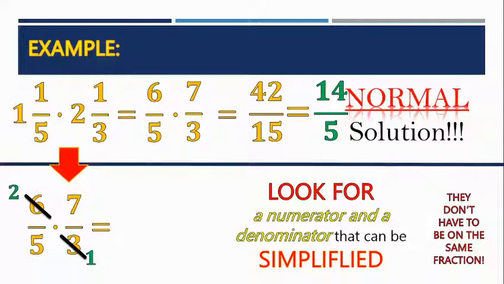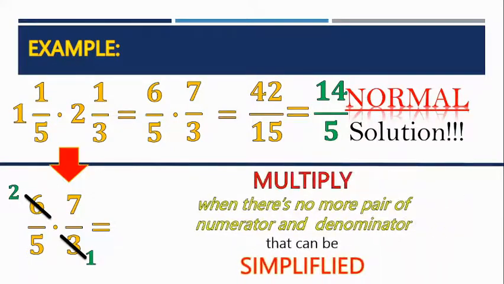Then look for another pair of numerator and denominator that can be simplified. If there's no more, then we could multiply this time. So let's multiply. 2 times 7 is 14 and 5 times 1 is 5. As you can see, we still arrive at the same answer even though we use the two different methods.